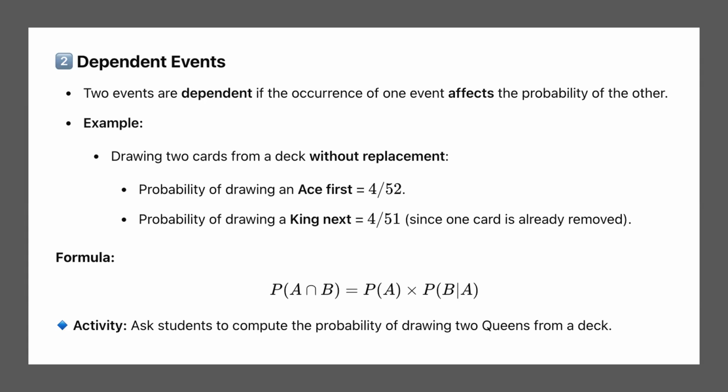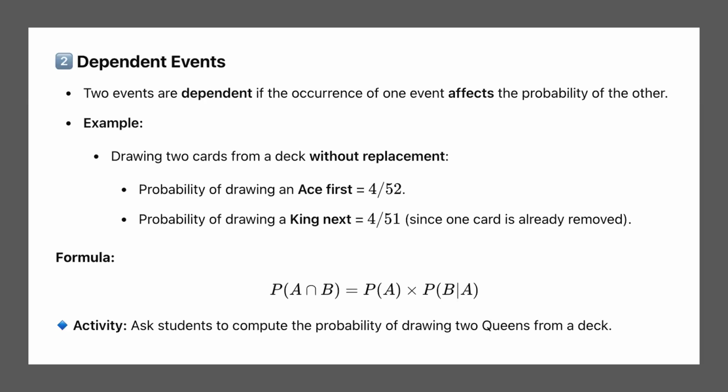So let's take the example of a card deck. If I ask what is the probability of getting an ace from a 52 card deck, it'll be 4/52. We already discussed this in our last examples. But here I have mentioned one thing: drawing two cards from a deck without replacement.